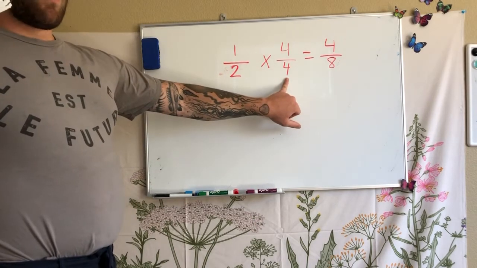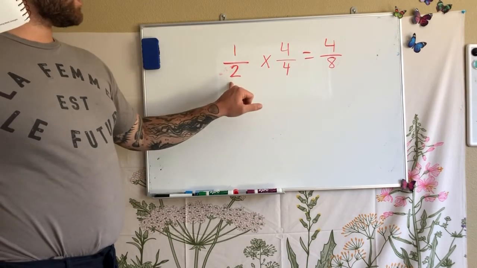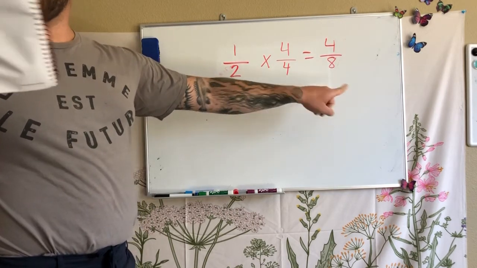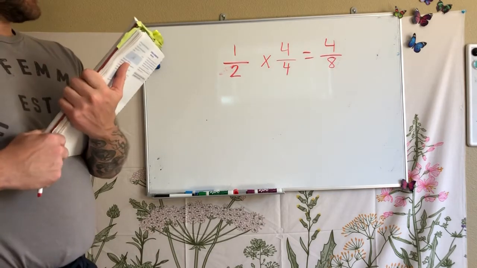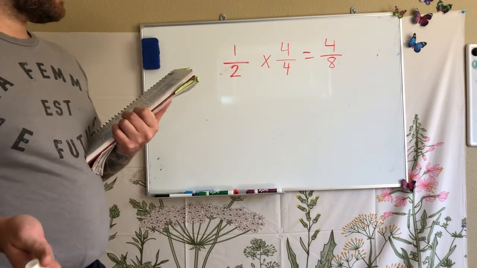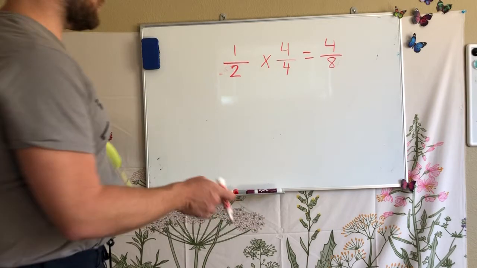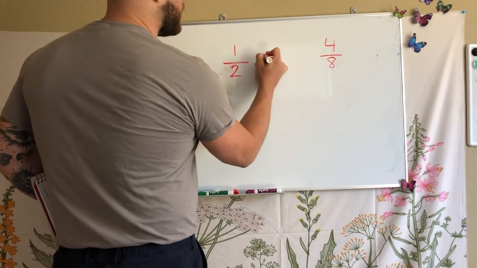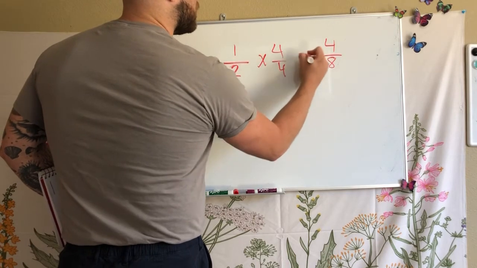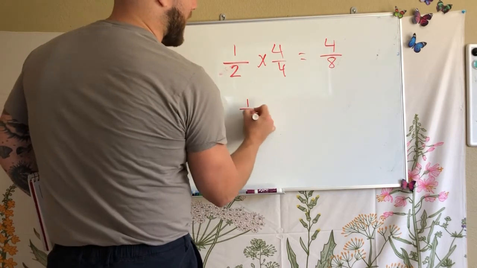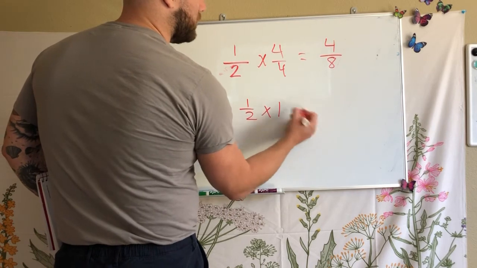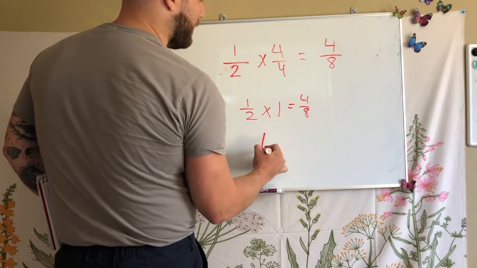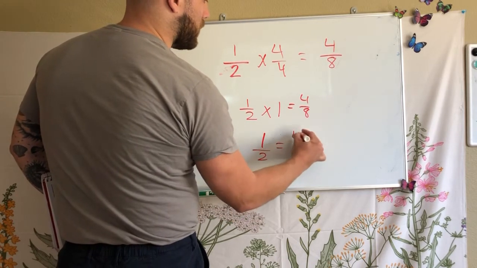So I multiplied it by 1. So it's going to equal the value you start with. This is 1/2. 4/8 is also 1/2. What fraction do you end with? 4/8. So 4/8 equals 1/2. Because 4/4 is basically 1. This is actually 1/2 times 1 equals 4/8. So what does that tell me? 1/2 equals 4/8.